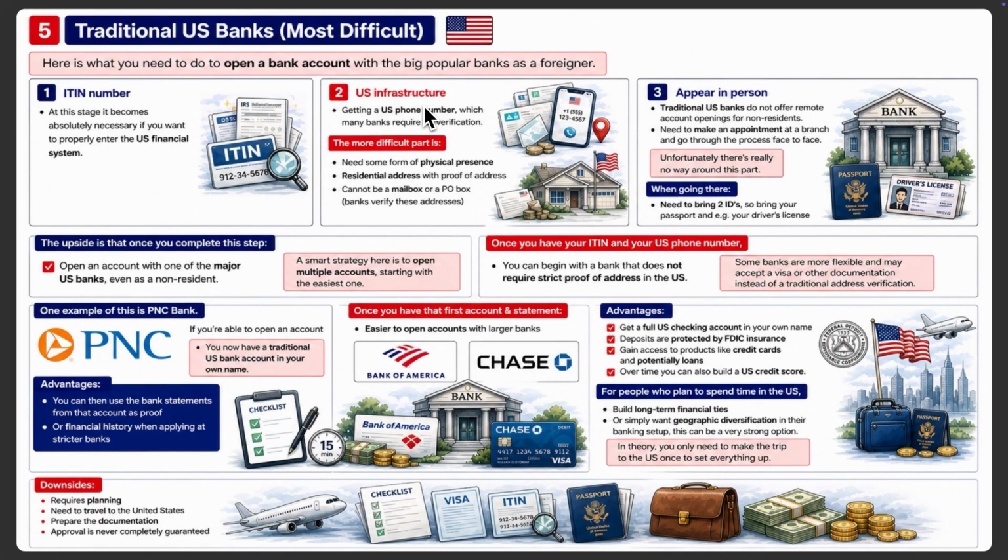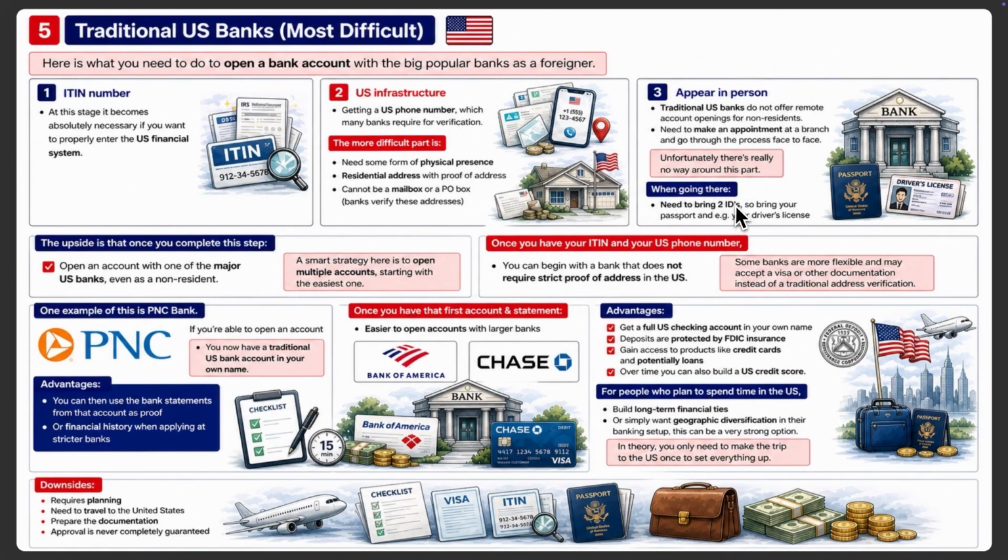Second, you need some US infrastructure. That usually includes a US phone number for verification. The more challenging part is having some form of physical presence, usually a residential address with proof. A mailbox or PO box normally will not work because banks often check addresses. Third, you need to visit a branch in person. Major US banks generally do not open accounts remotely for non-residents. You need to schedule an appointment and complete the process face-to-face.